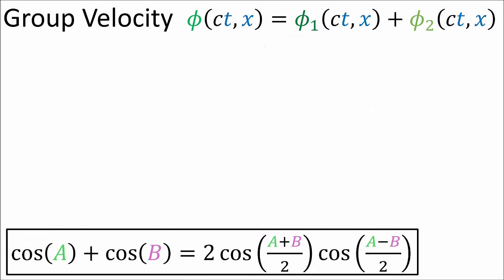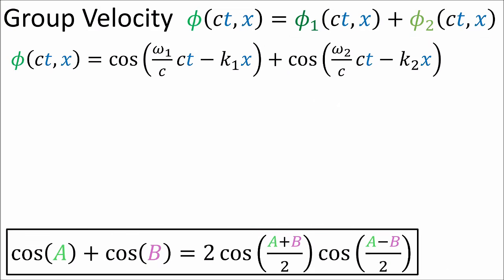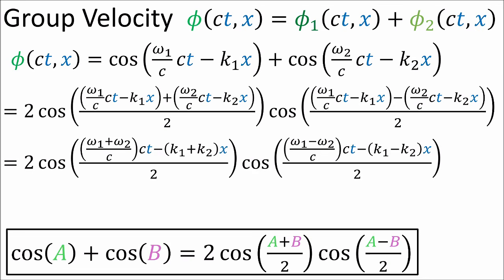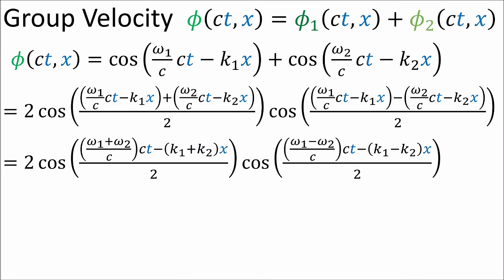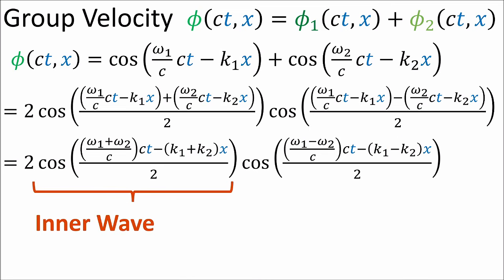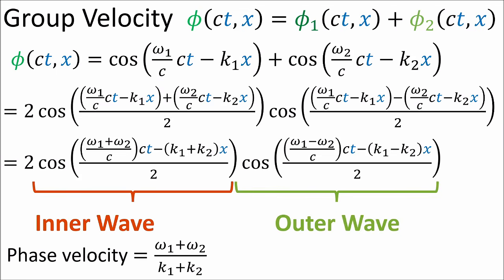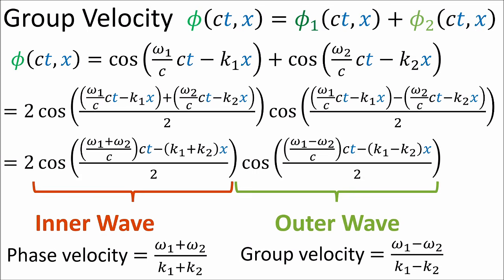So if we have our two Klein-Gordon waves summed together here, we can use this new trig identity to rewrite it as a product of two cosine waves. One where the frequencies and wave numbers are added, and one where the frequencies and wave numbers are subtracted. The cosine with the addition signs represents the inner waves that travel with the wave's phase velocity. And the cosine with the minus signs represents the outer wave envelope that travels with the wave's group velocity.